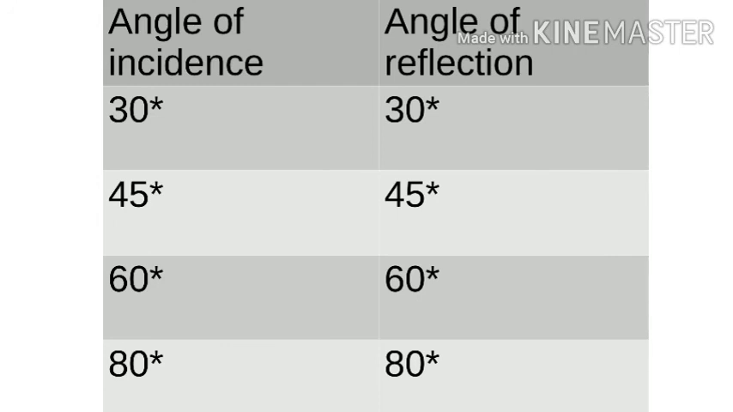That is, from the experiment we found out that the angle of incidence is always equal to the angle of reflection. So the second one, if we have taken 40 degrees as angle of incidence, the angle of reflection will be 40 degrees. And the third one, if we have taken 50 degrees of angle of incidence, the angle of reflection will be 50 degrees. So here I have taken 30, 45, 60 and 80 degrees as angle of incidence, and I have marked the angle of reflection. In the same way you can do this in your textbook.